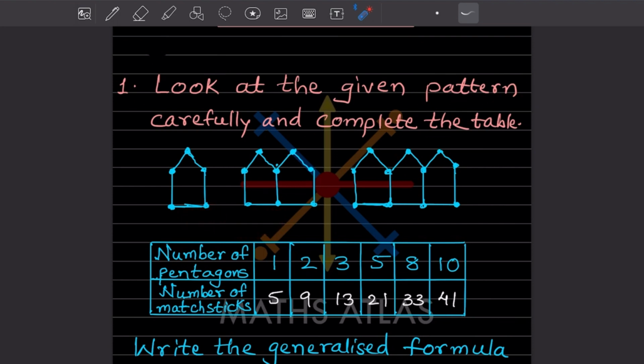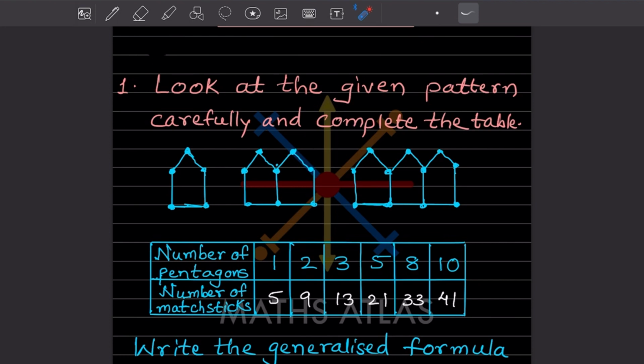Now when 3 are joined together, that is 1, 2, 3, 4, 5, 6, 7, 8, 9, 10, 11, 12 and 13. This is 13. So what does the sequence say? 5, 9 and 13. Again, between these there is a difference of 4. Now we have to write the formula based on this, so we have to think of what the formula will be.